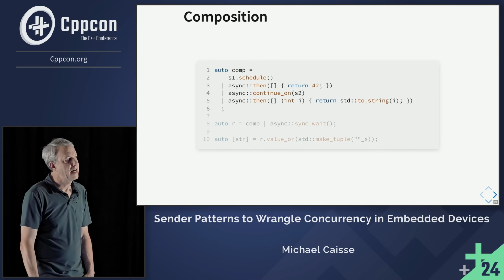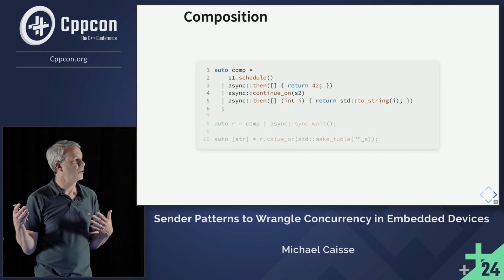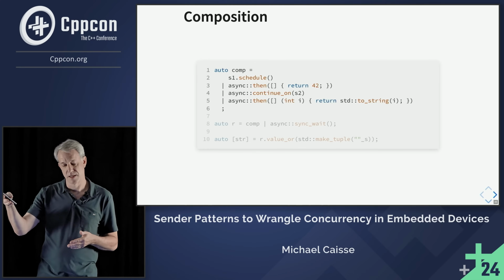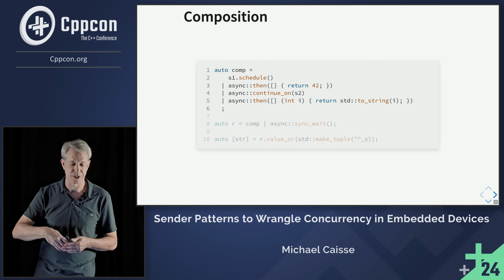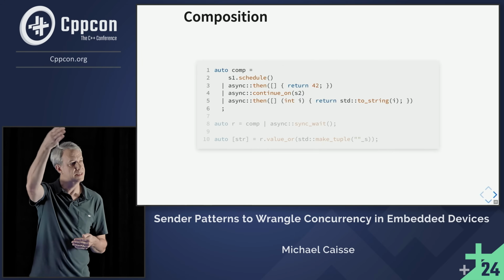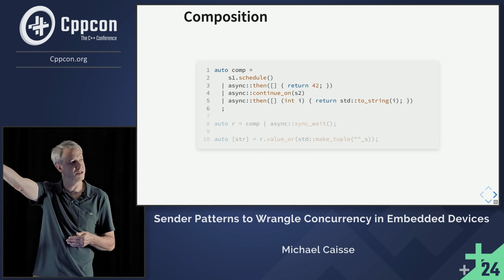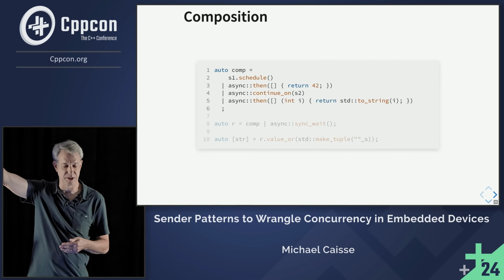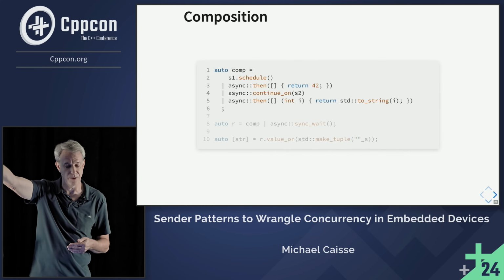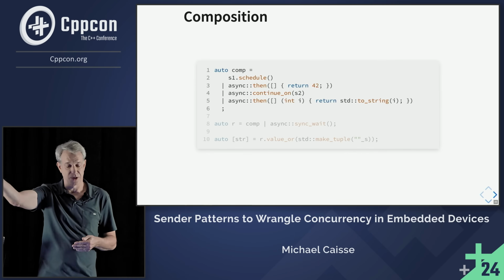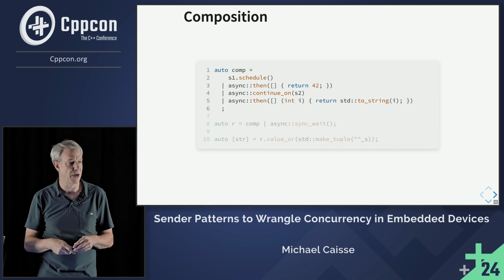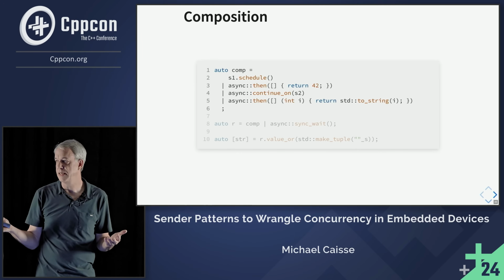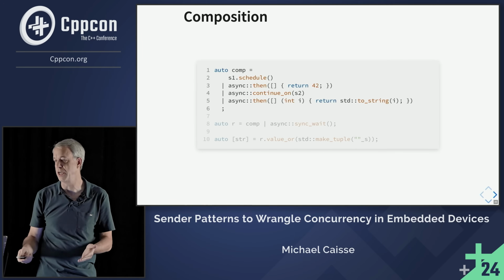Here's an example. S1 would be a scheduler, and I'm going to call schedule on it. Then I'm going to say then, pass it a lambda that's going to return 42. Continue on S2. Take and now continue on scheduler 2 with that result. So it'll continue to pass on the value channel in this sense because I have a value coming through. Then it's going to go ahead and convert it to a string. Now, this comp is not going to do any work yet. It is the composition of the sender chain.